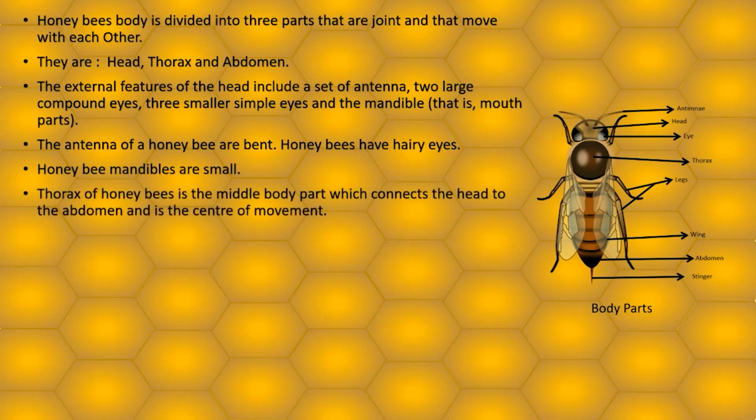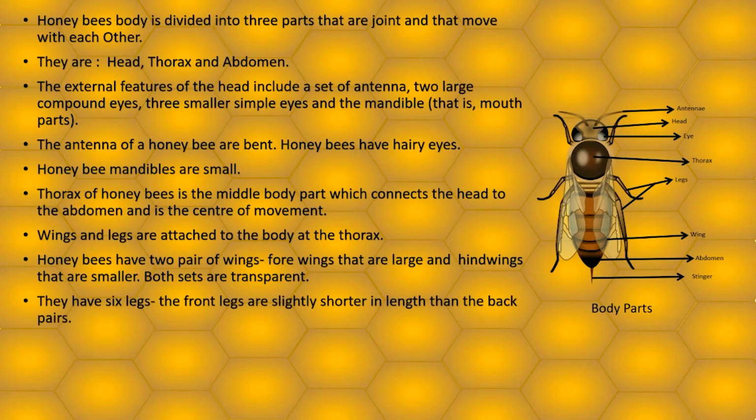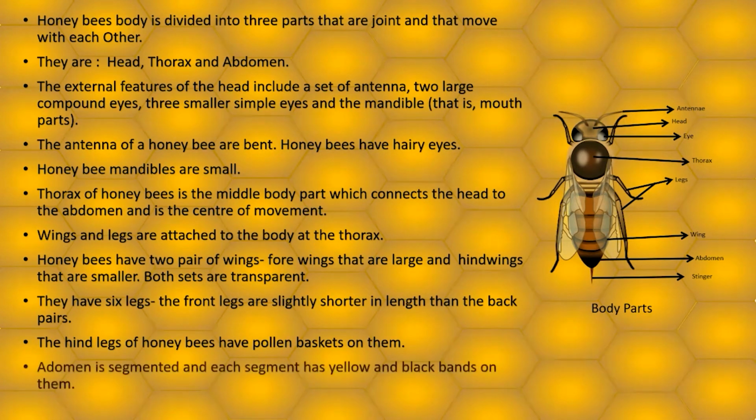The thorax of the honeybee is the middle body part. It is connected to the head and the abdomen, and it is the center of movement. Wings and legs are attached to the body at the thorax. Honeybees have 2 pairs of wings, with forewings larger than the hind wings. Both sets are transparent. They have 6 legs. The front legs are slightly shorter than the back legs. The hind legs of honeybees have pollen baskets on them.